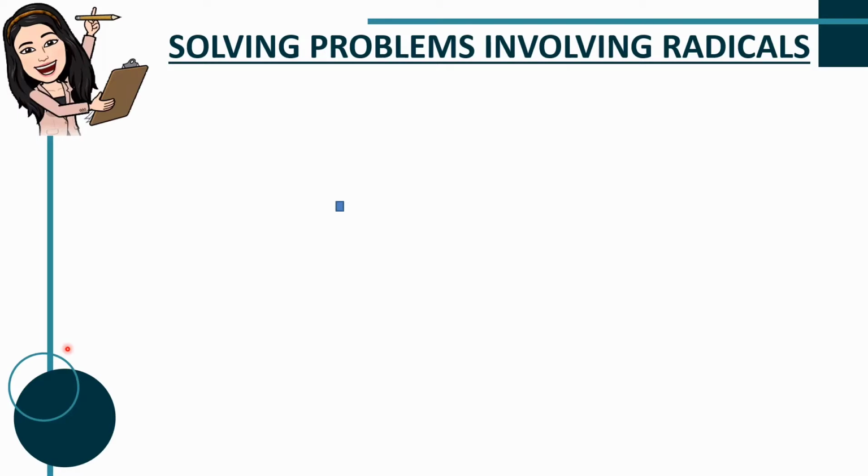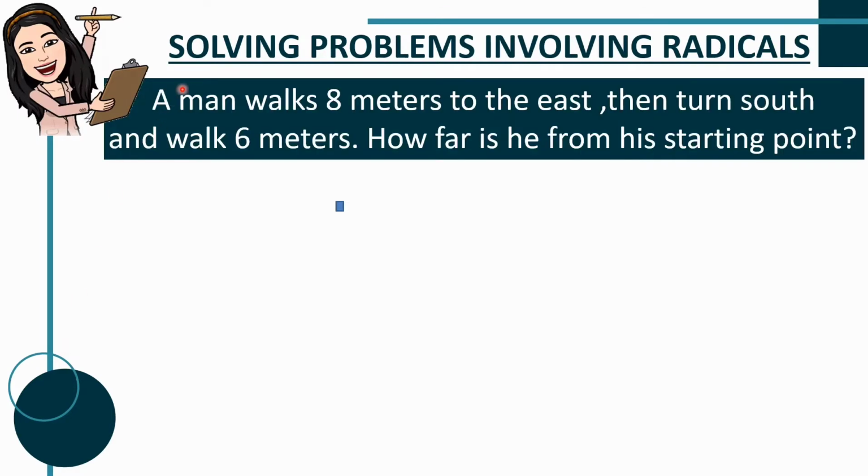Let us have our second example. The given problem is: a man walks 8 meters to the east, then turns south and walks 6 meters. How far is he from his starting point? So in order to solve this given problem, we need to represent it. If you can illustrate the given problem, kung kayang i-draw natin.